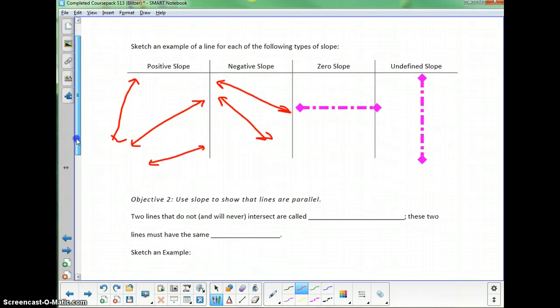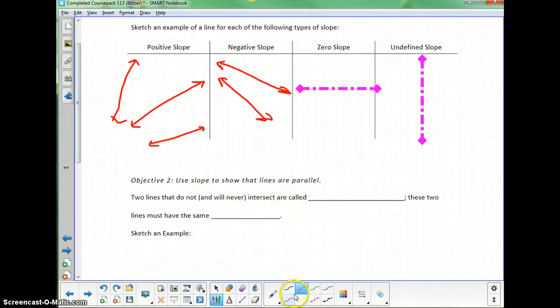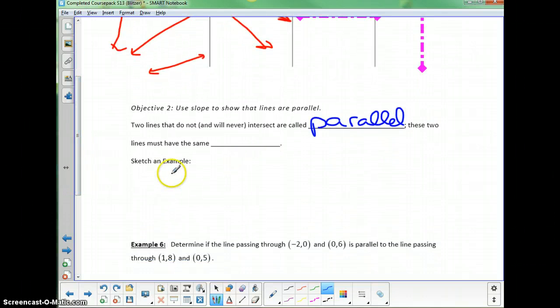Okay. In objective 2, we're going to use slope to talk about parallel lines. Two lines that do not and will never intersect are called parallel. This is the definition for parallel. And to think about what these look like real quick, these are my x and y axes right here. Two lines that are parallel are never going to intersect. So they're going to look something like this, where they're never going to intersect. They're heading off in the same direction. Same direction means they're going to have the same slope.